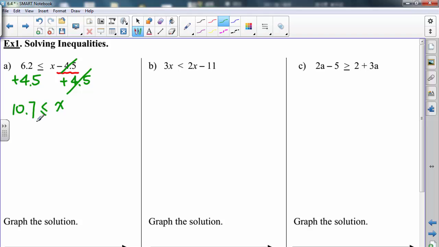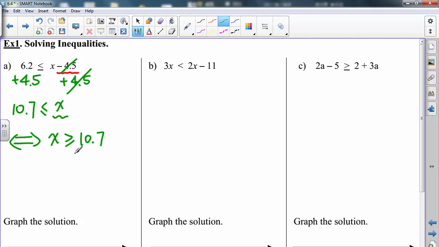Based on this property of the inequality we just introduced, we only add 4.5 to both sides. We need to keep the direction of this inequality sign. So we will get 10.7 is less than or equal to x. X is the larger side. If you want to swap both of the sides, we change the above inequality to x is larger than or equal to 10.7. Remember, the alligator mouth always opens towards x in this question.